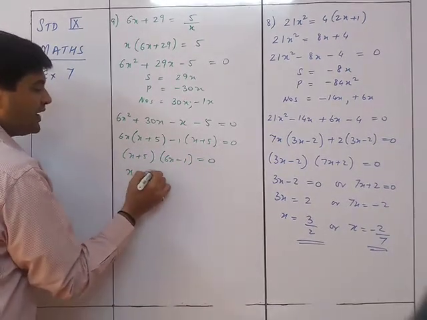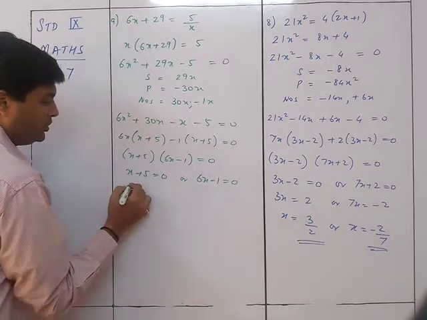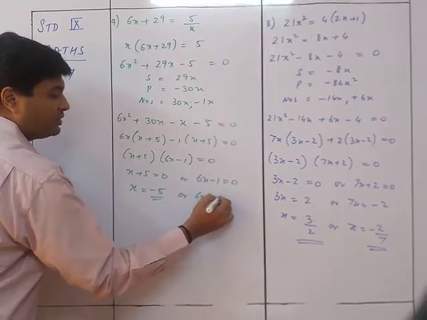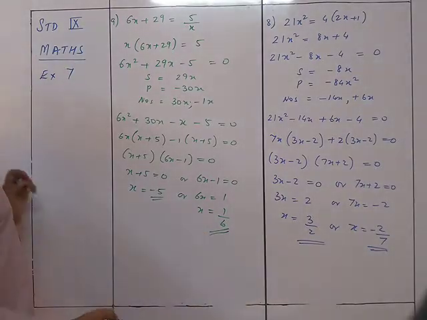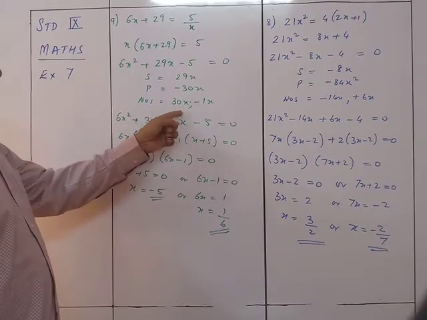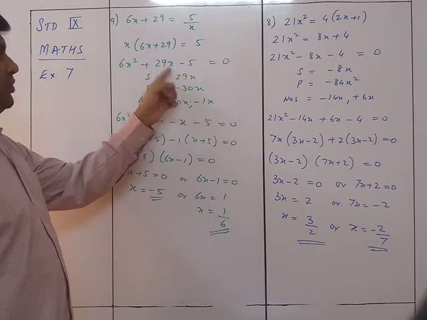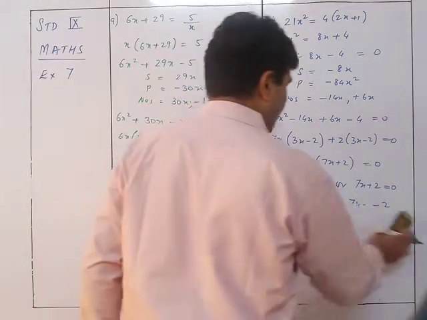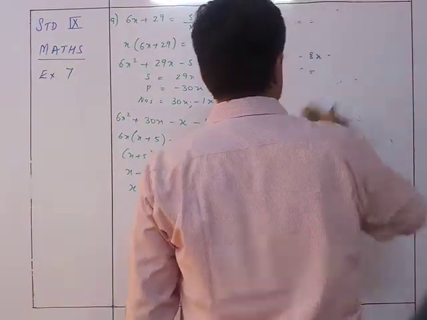So x plus 5 is equals to 0 or 6x minus 1 is equals to 0. So x is equals to minus 5 or 6x is equals to 1 or x is equals to 1 upon 6. So this is the required answer for sum number 9. Important part about the factors. 29 was the sum, 30 was the product. So 30 minus 1 is 29. Product was 30. Sum was 29.